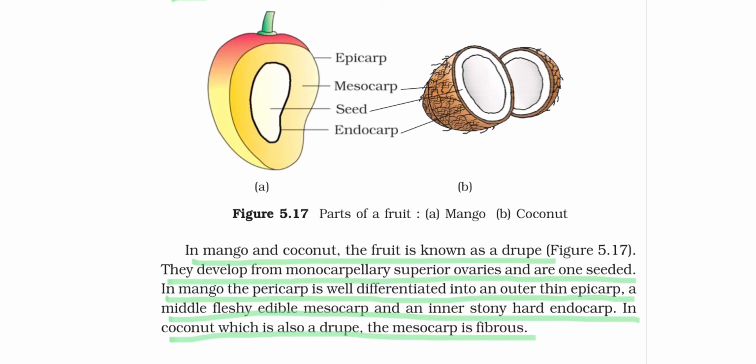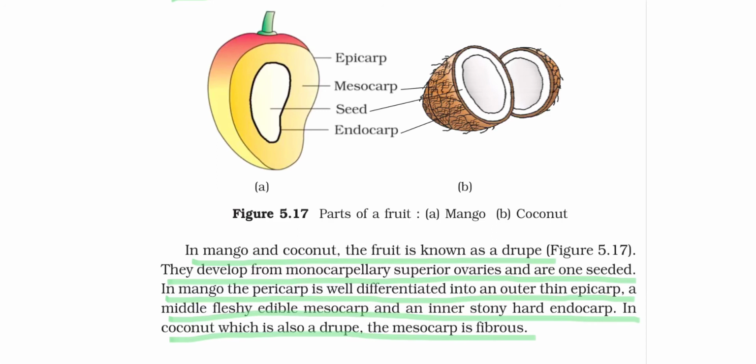So mango and coconut are fruits of the drupe type, D-R-U-P-E, drupe. They develop from a monocarpellary superior ovary. Monocarpellary means a single carpel is present, and they are one-seeded. In mango, the pericarp is well differentiated into an outer thin epicarp, a middle fleshy edible mesocarp, this part we are eating, and the innermost stony, very hard structure, which is the endocarp.